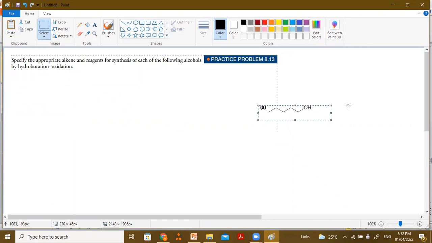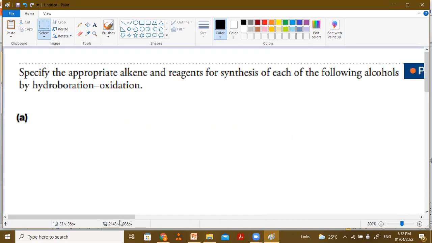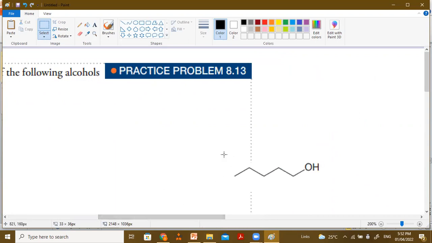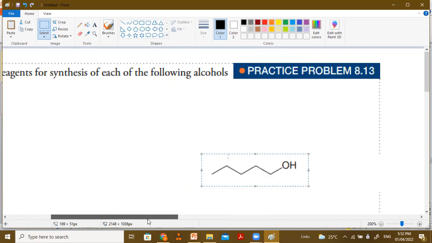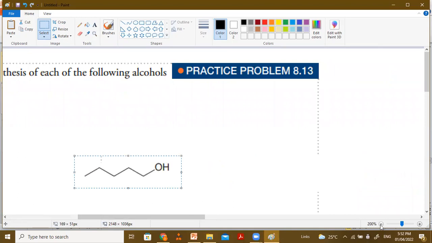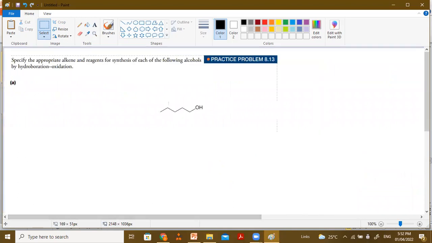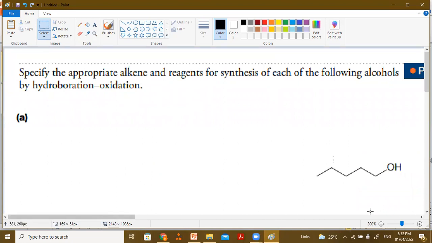Okay, so this is our product, and we can have our reagent. What is our alkene here? Let's start with the alkene before our reagent. If you have our product as 1, 2, 3, 4, 5, this is pentanol, 1-pentanol. Can you suggest what is your alkene?